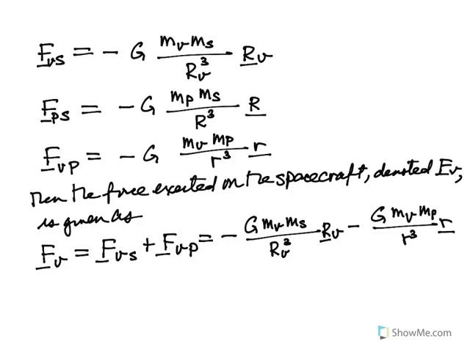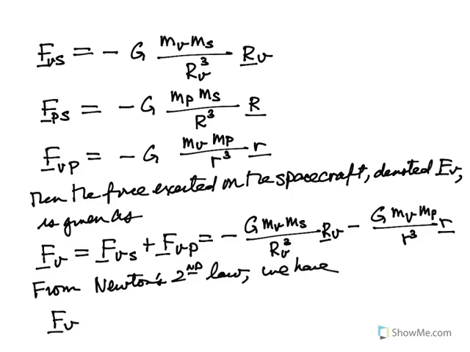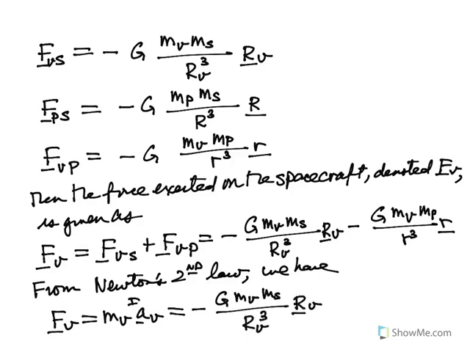Now, we can write this completely. From Newton's second law, the force exerted on the vehicle is equal to the mass of the vehicle times the acceleration of the vehicle in the inertial frame, which then has to equal these two forces we just wrote down: minus G m_v m_s, all divided by R_v cubed times R_v, minus G times the mass of the vehicle times the mass of the planet, all divided by r cubed times r.